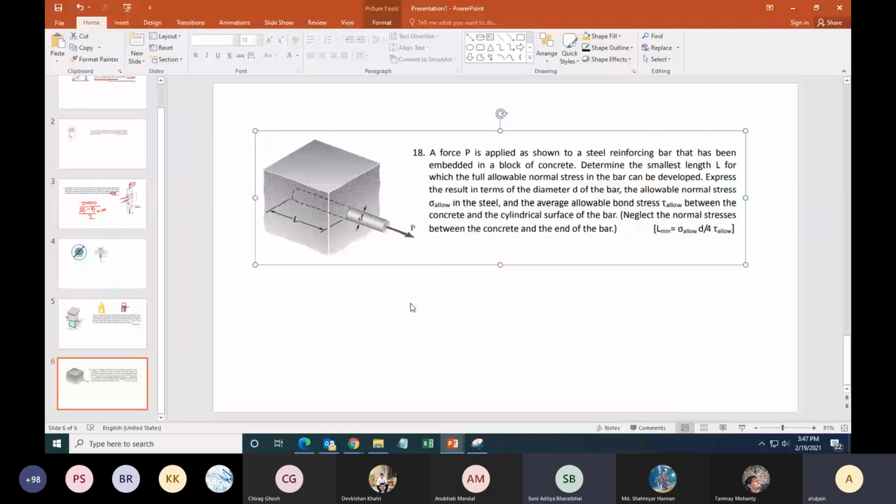No, no, no. In this question, we have to match the factor of safety in both the cases. In both the cases, the factor of safety is the same. Yes, that is what we will have to do.